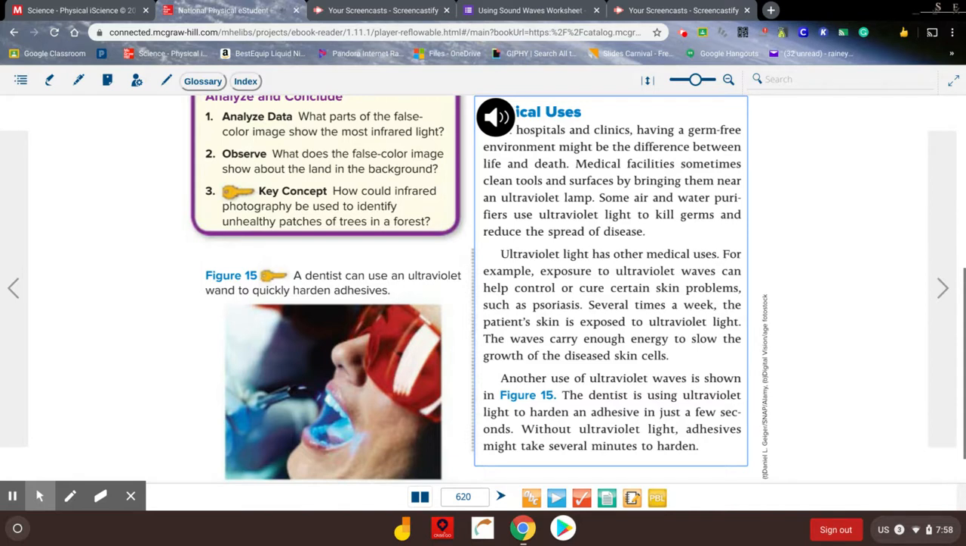Another use of ultraviolet waves is shown in Figure 15. The dentist is using ultraviolet light to harden an adhesive in just a few seconds. Without ultraviolet light, adhesives might take several minutes to harden.